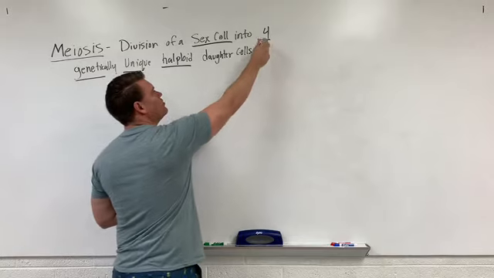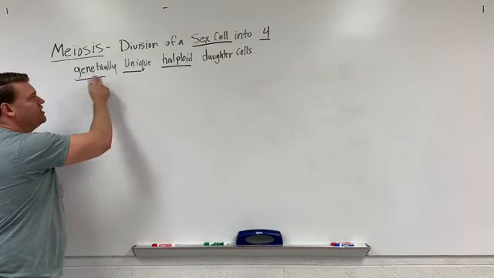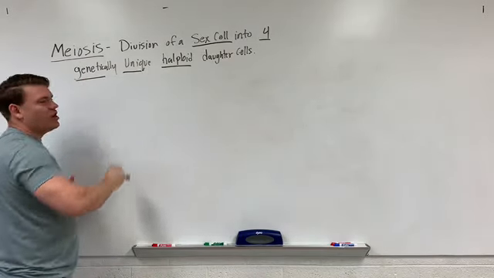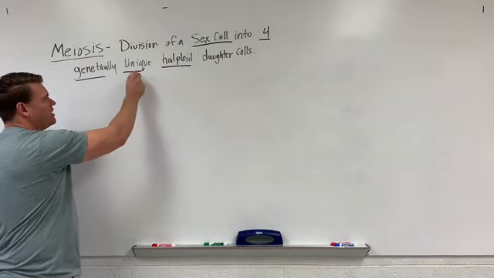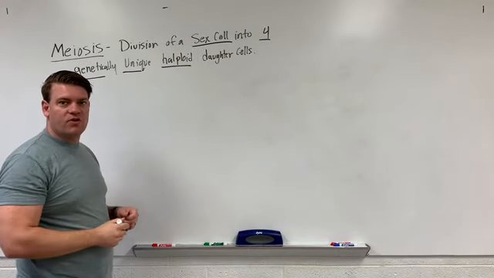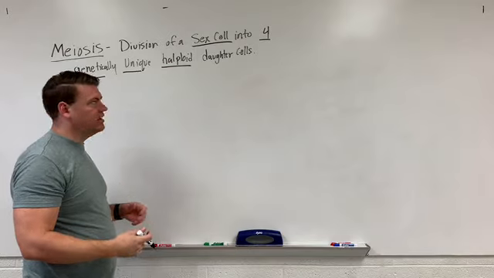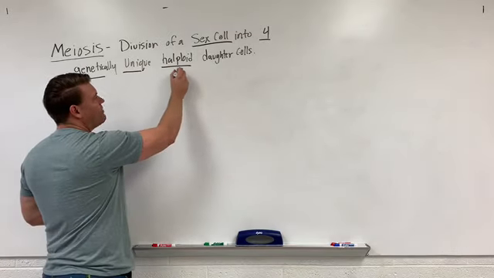All right, so division of a sex cell, so one cell into four, so instead of two this time we're going to go into four genetically unique. So this time they're not going to be genetically identical, they're going to be genetically unique, which means each one of those four cells are going to be different genetically. And then they're going to be haploid daughter cells.